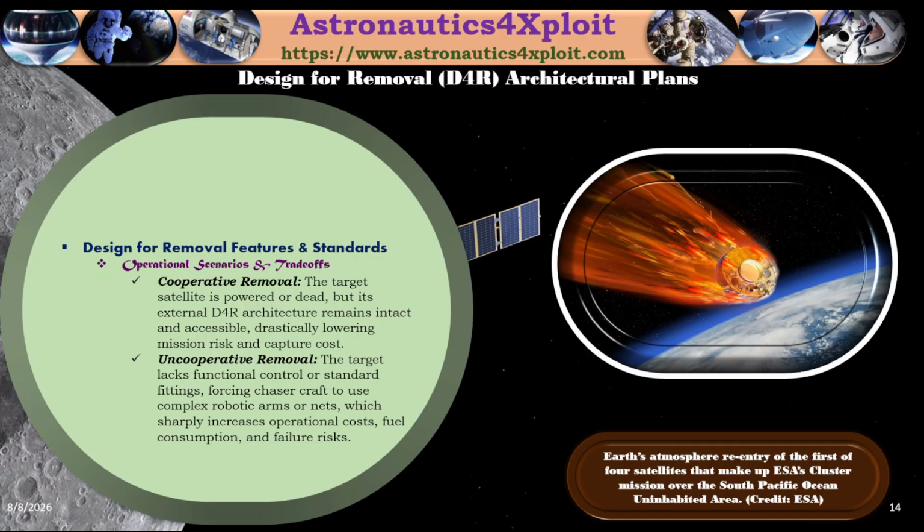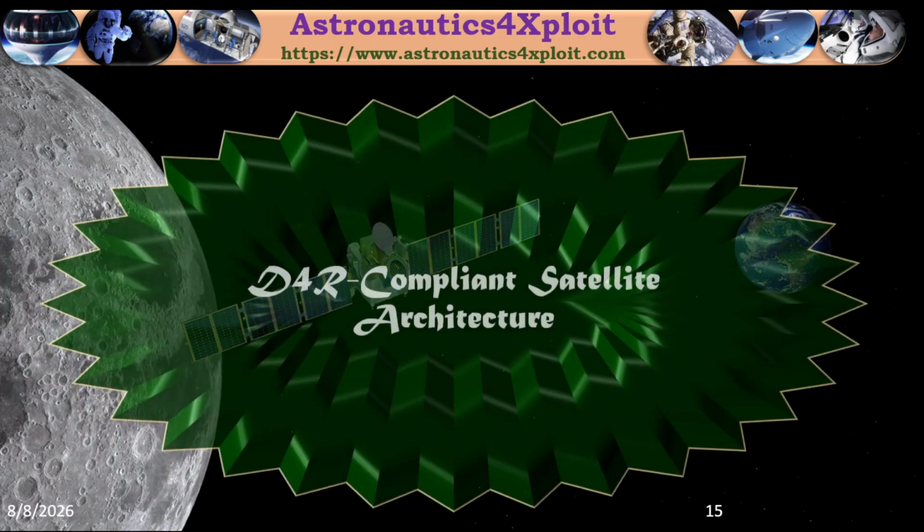Operational scenario and trade-offs, cooperative removal. The target satellite is powered or dead, but its external design for removal architecture remains intact and accessible, drastically lowering mission risk and capture cost. Uncooperative removal, the target lacks functional control or standard fittings, forcing the chaser spacecraft to use complex robotic arms or nets, which sharply increases operational cost. Atmospheric re-entry of a satellite is shown in this picture.